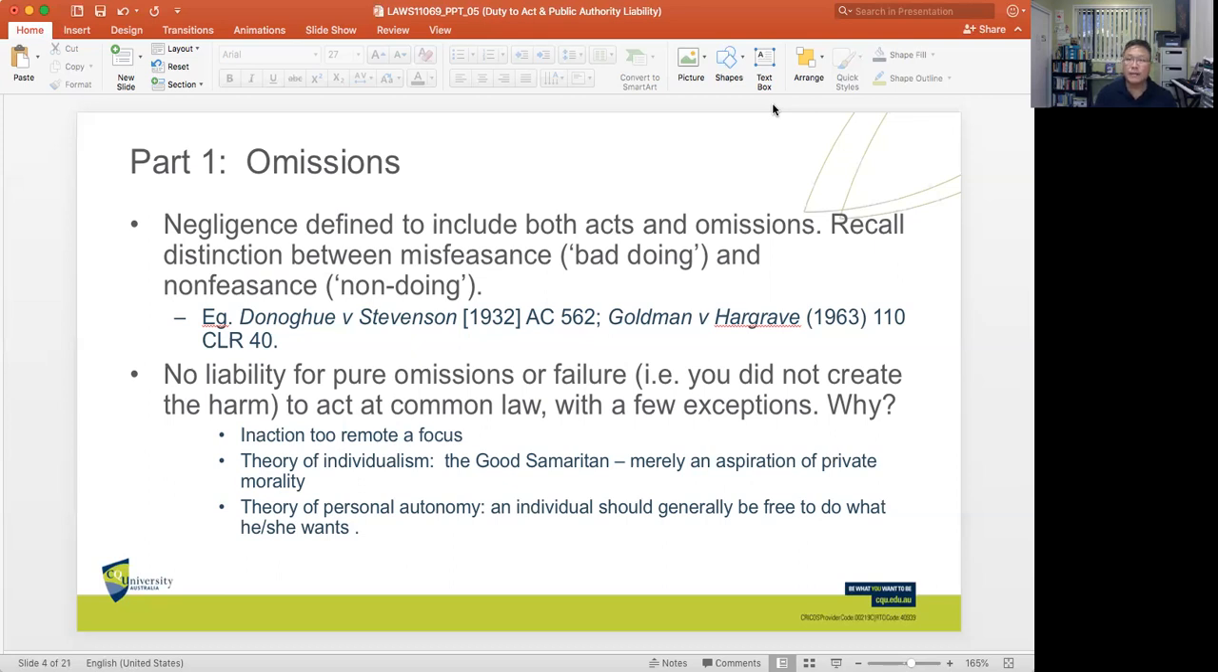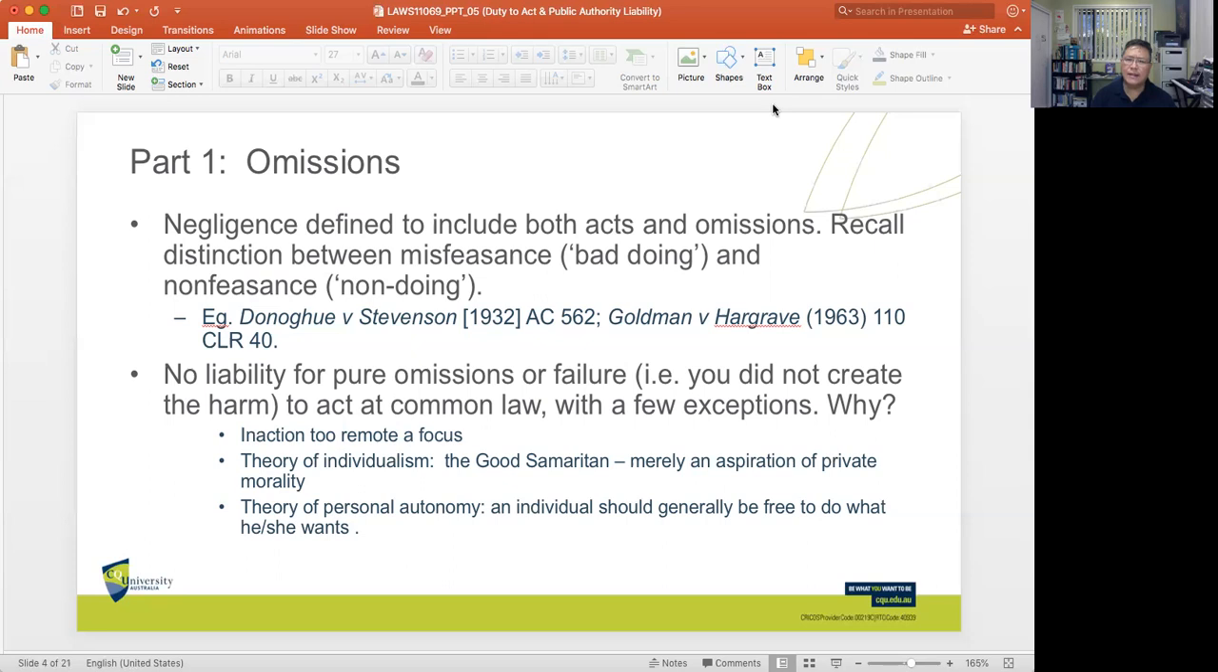So what is clear, therefore, is that in law, we know that misfeasance, or bad doing, can lead to tortious liability. We also know that non-doing can lead to tortious liability. So we know, for example, that if you have a swimming pool and you fail to provide proper railings around it, and as a result somebody gets hurt, it's not your action that caused the injury, but your omission to ensure that injury doesn't happen, that will lead to your tortious liability. So in many cases, nonfeasance can lead to tortious liability.